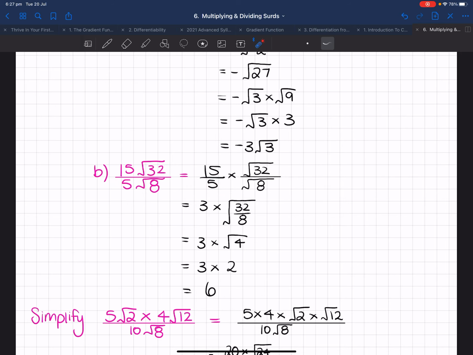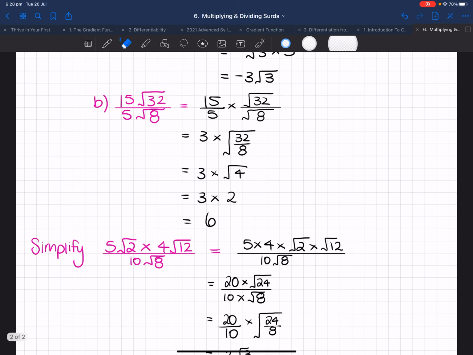However, I've pulled it apart so you can see that with the numbers, you divide them. So that's 15 divided by 5 gives you 3. And then with our surds, you make it a fraction underneath the square root symbol. Simplifying it further, 32 divided by 8 is just 4. So we keep the surd symbol there. And then again, the square root of 4 simplifies down to just 2. So our final answer is 6.